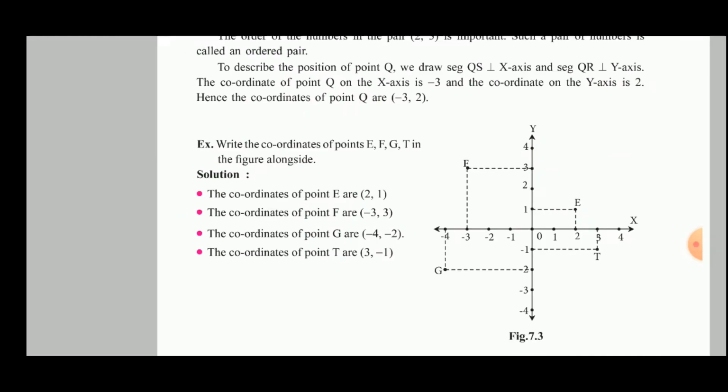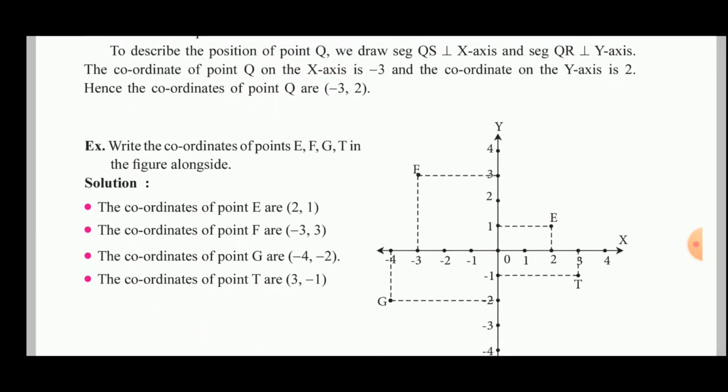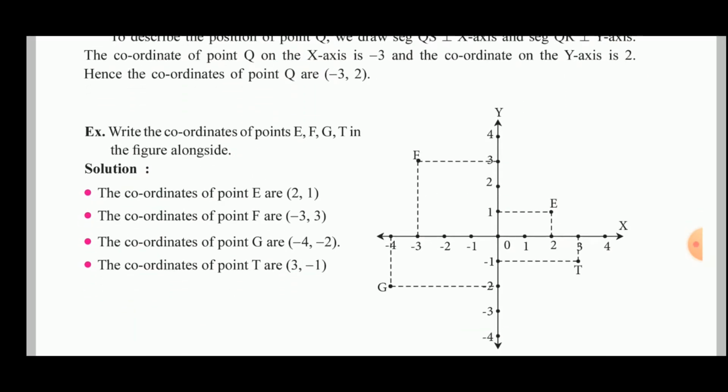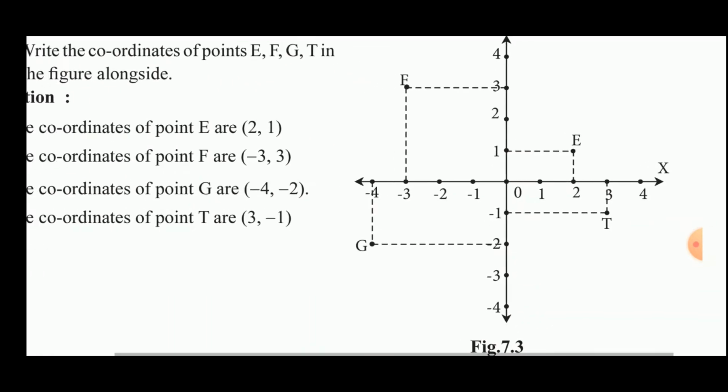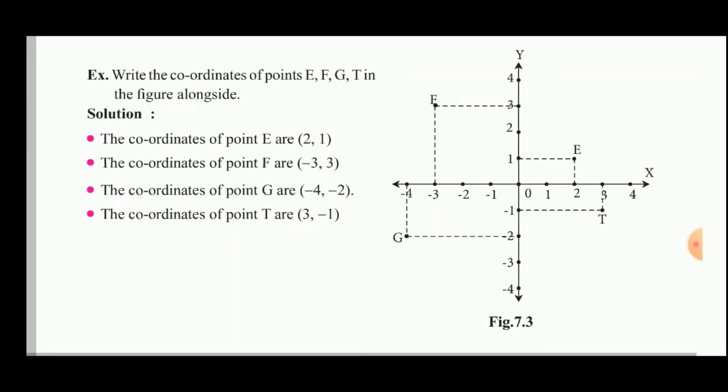Now write the coordinates of the points E, G, T in the figure alongside. If you look at the figure carefully, to find out the coordinates of the point E, draw the perpendicular on the x-axis. It intersects the x-axis at 2. So its x coordinate is 2. Draw the perpendicular from E on the y-axis. It intersects at 1. So its y coordinate is 1. So the coordinates of the point E are 2, 1.